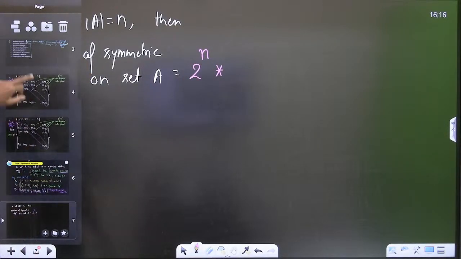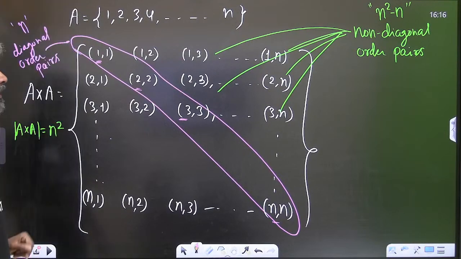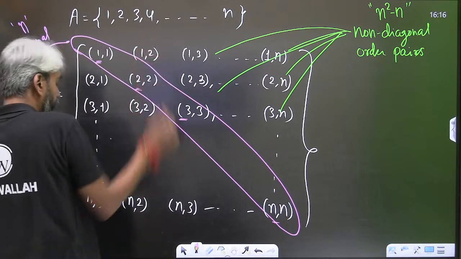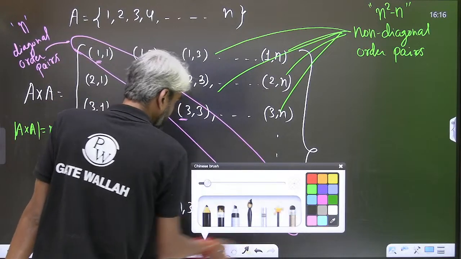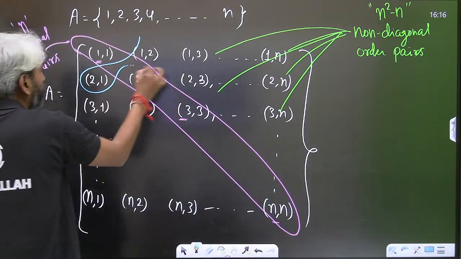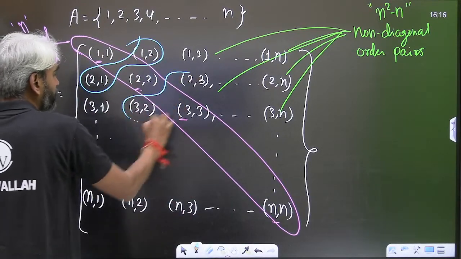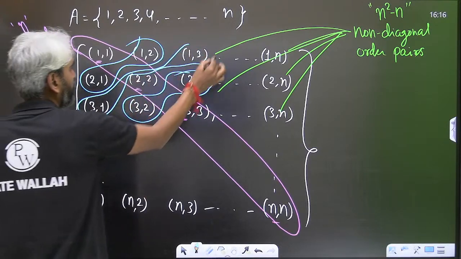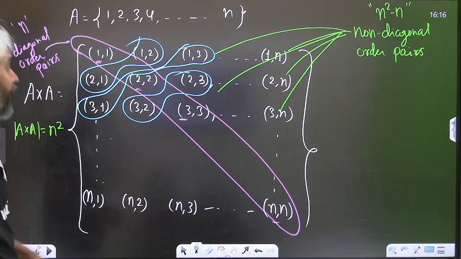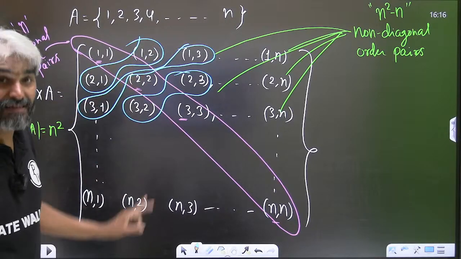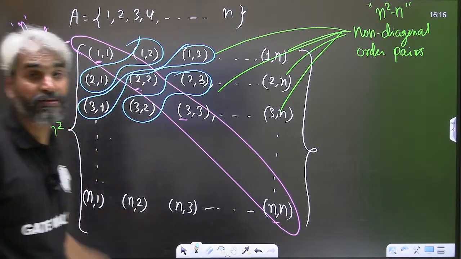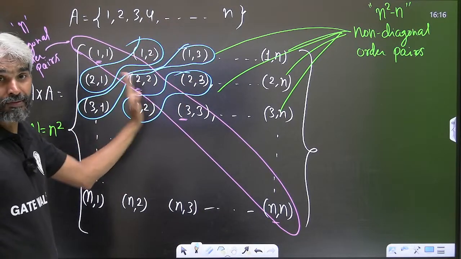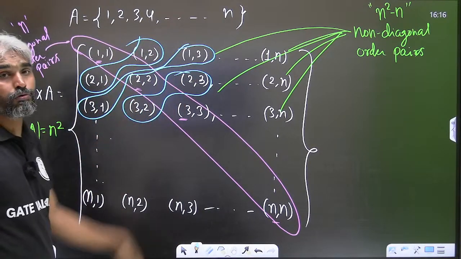But what happens with respect to non-diagonal ordered pairs? Sir, if (1,2) is present, look at this, then (2,1) should also be present. If (2,3) is present, then (3,2) should also be present. If (1,3) is present, then (3,1) should also be present. That is, either both of them will be present in the relation or none of them will be present. Both (1,2) and (2,1) will be present, or neither (1,2) nor (2,1) will be present.